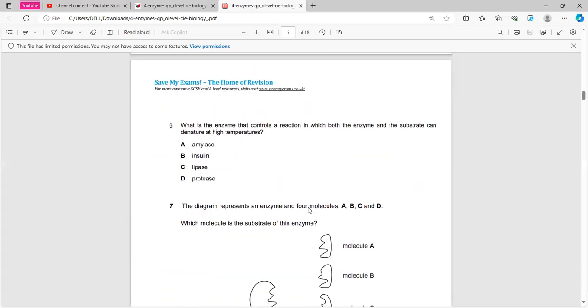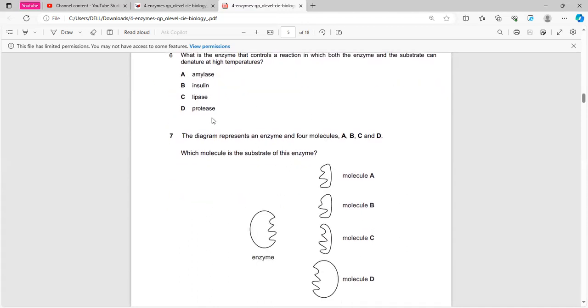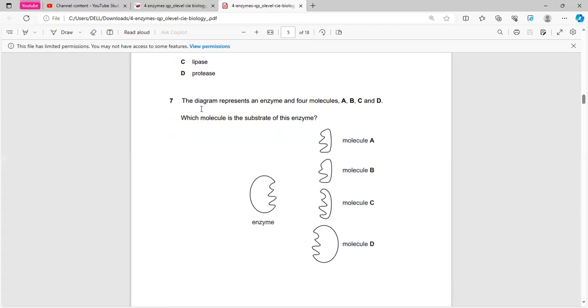Now, in question 6, they are saying which is the reaction in which both enzyme and substrate can denature. We know that all proteins can denature at high temperature. So what does protease do? Protease breaks down proteins into amino acids. So in this case, both the substrates and the products are proteins in nature. Therefore, both can be denatured.